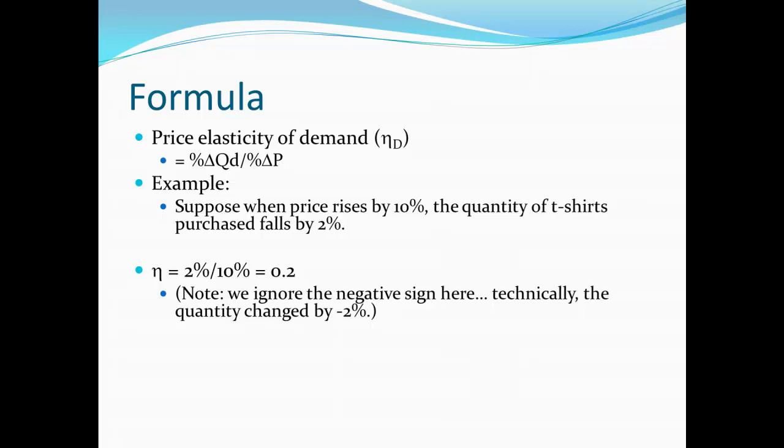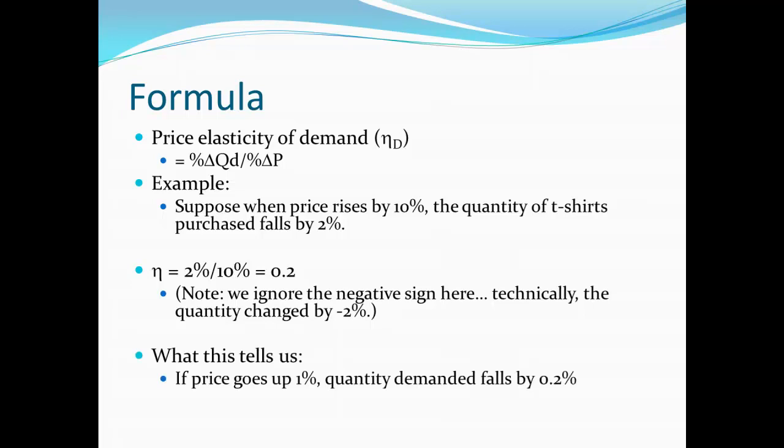Now one thing we could note here is that technically that should be a negative number. After all, the quantity of t-shirts purchased fell, so the change in demand was a negative 2%. But here we just drop the negative sign, understanding that demand always slopes downward, so we'd always get a negative number. So what this 0.2 tells us is that if the price of t-shirts were to go up by 1%, the quantity of t-shirts demanded would fall by 0.2%.